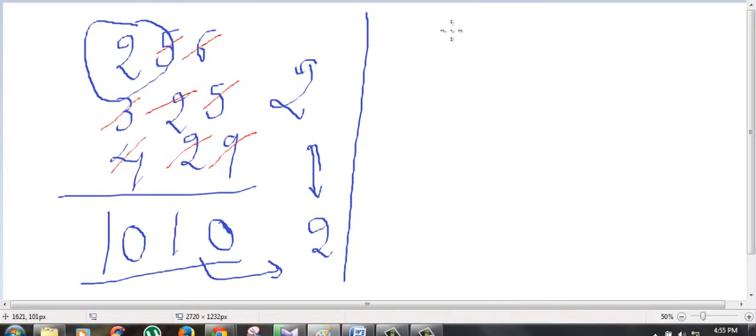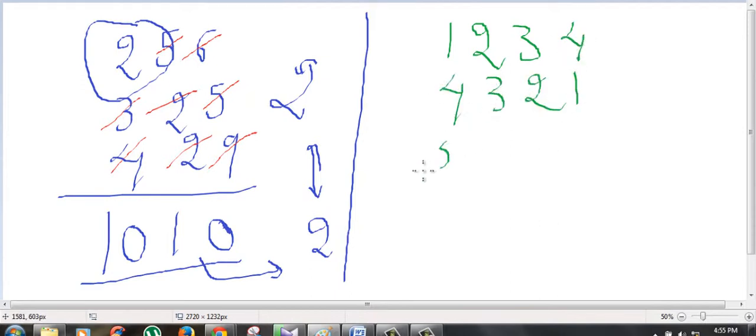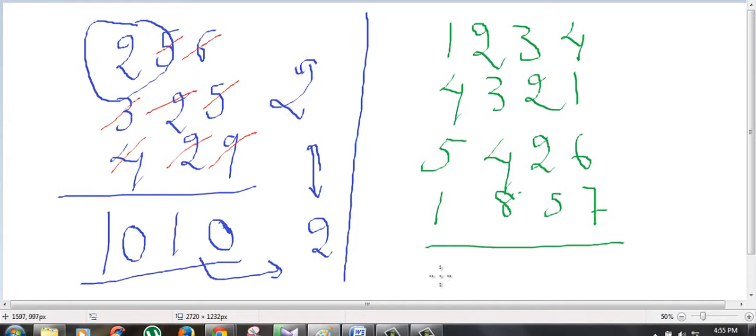More numbers this time, say 1234, 4321, 5426, maybe 1857. Well, I'm directly writing the answer. I have calculated it already. Now do the same procedure again.